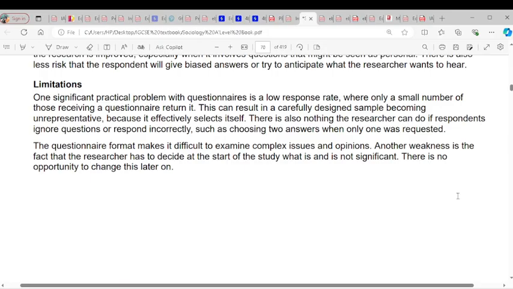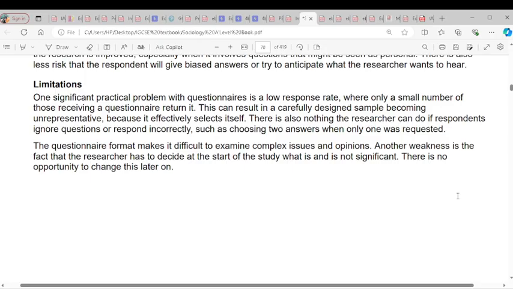The questionnaire format makes it difficult to examine complex issues and opinions. Another weakness is the fact that the researcher has to decide at the start of the study what is and is not significant. There's no opportunity to change this later on. So another problem is about complexity, because you cannot easily know what the opinion of that respondent was and why he or she has chosen that option. You wouldn't know because you're not there. And there's no facial expression that would at least give you the opportunity to figure out the mindset of the respondent. That's the first thing.